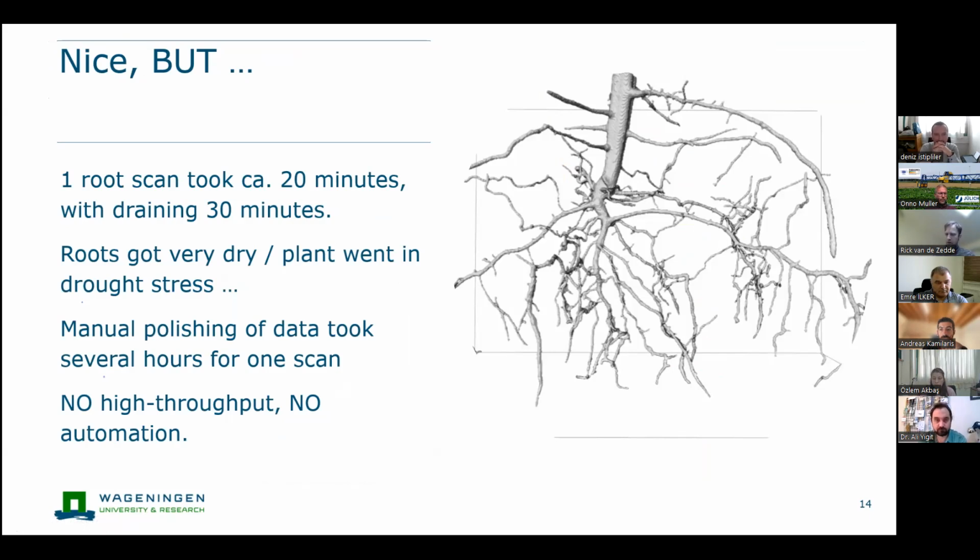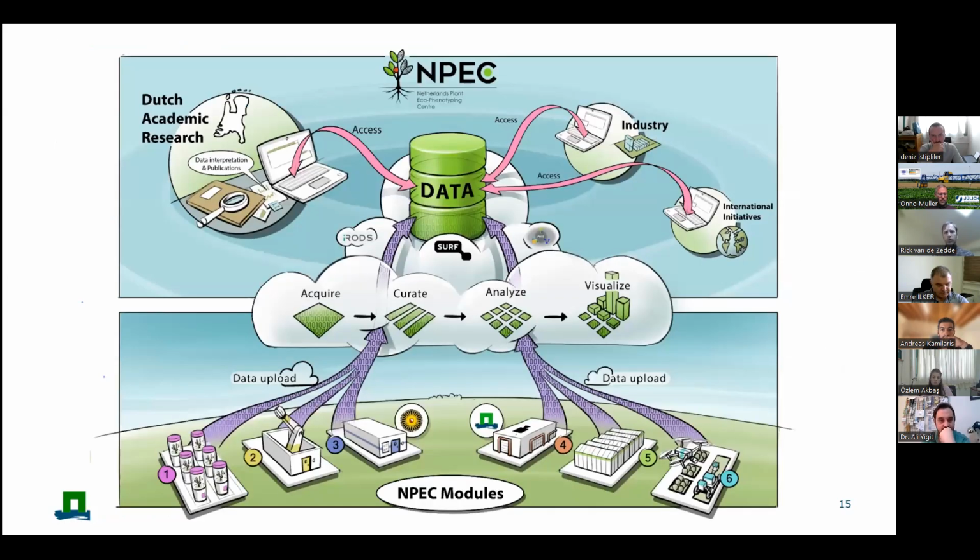So our experiment was flawed by the need to have a completely dry root system. And then this manual polishing of the data took too long. It took several hours for each individual scan. So basically the short conclusion is it is not high throughput, it's not fully automated, and it's not scalable towards breeding application, because then you need many, many more plants and it will take you weeks. And that's the whole point.